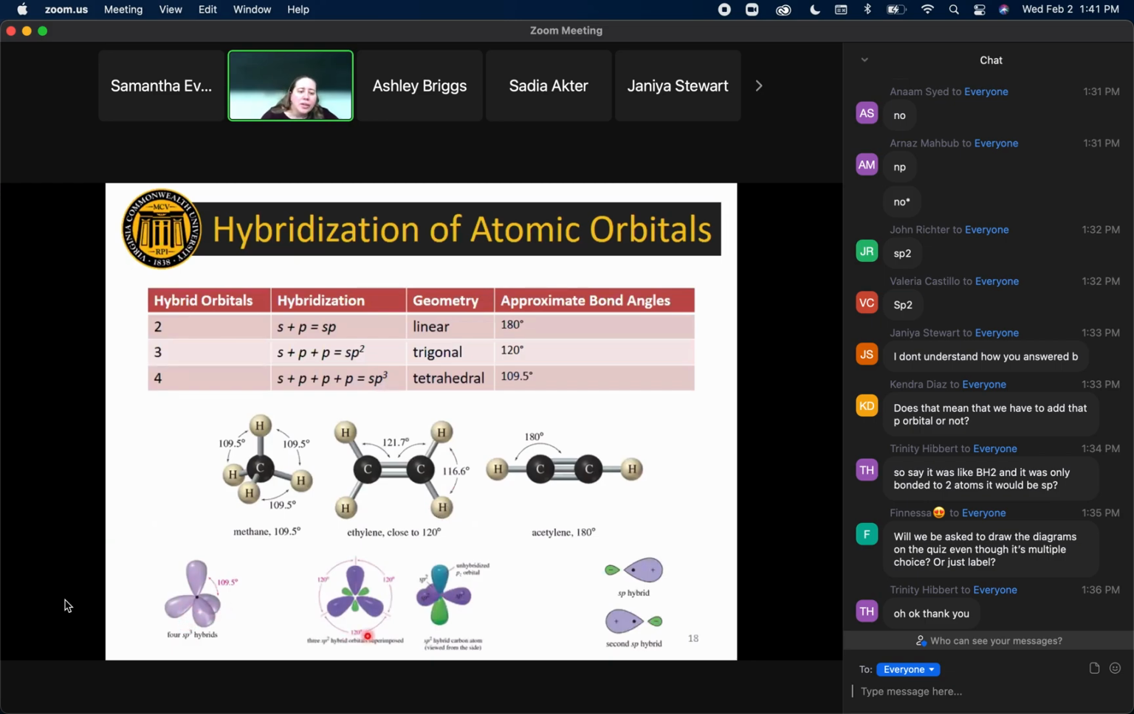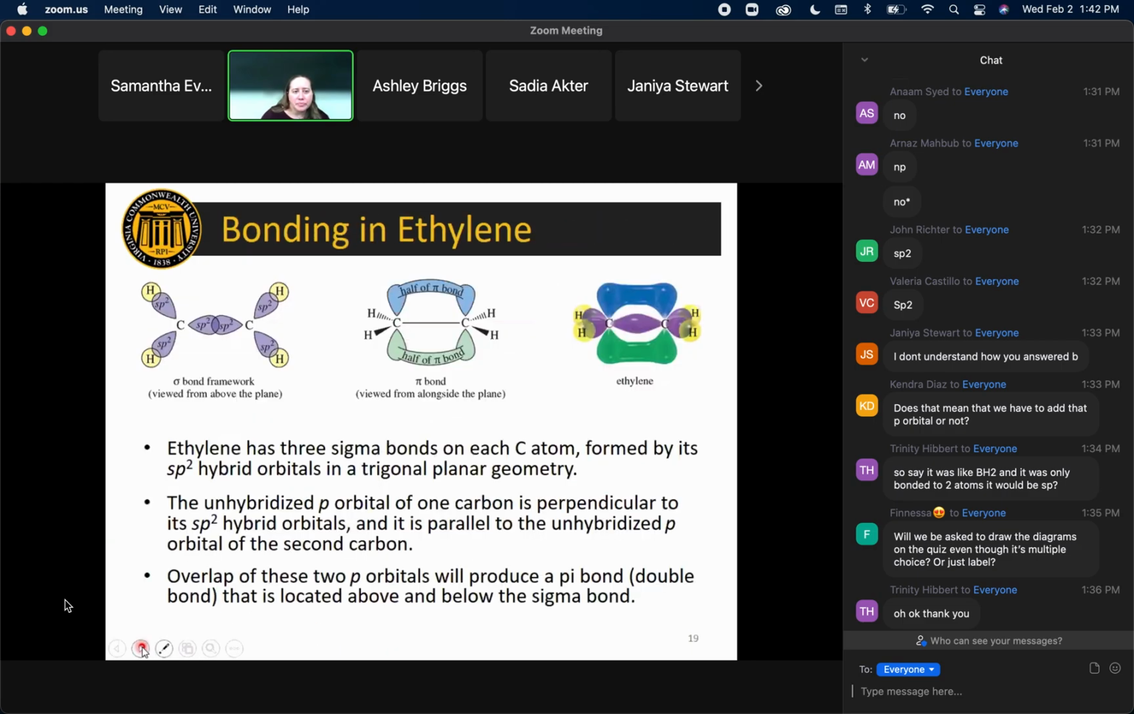Okay, so the next thing that I want to talk about is what do we do about the double bond, right? I told you that we're trying to describe the bonding of molecules here. The hybridization that we've just done does a really good job describing the sigma framework, but not the pi bonds. So the next couple of slides, we're going to take a look at that.